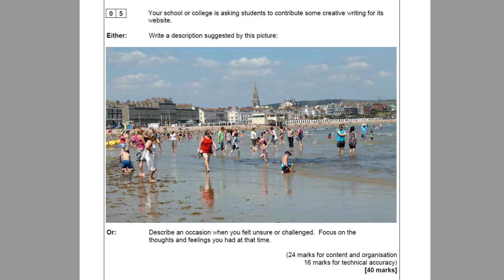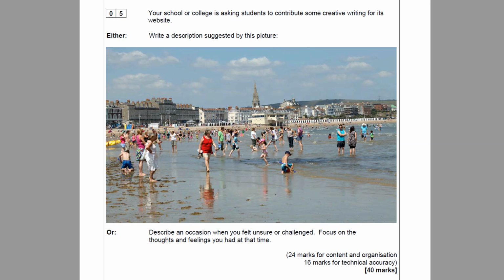So here's a second question. This one comes from the Brighton Rock paper. Your school or college is asking students to contribute some creative writing ideas for its website. So now we know the audience, it's going to be pupils your age, but it's also going to be parents as well. So that's important.